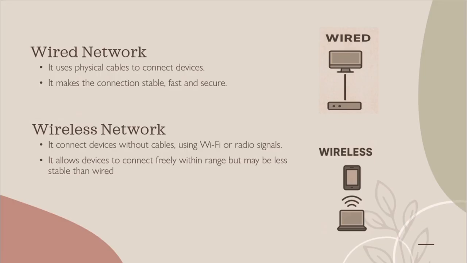Wired network means it will use physical cables like Ethernet to connect the devices. By using the cables, it makes the connection more secure, fast, and even stable. But a wireless network does not use any kind of cables. It will use Wi-Fi or radio signals to make the connection between the devices, and the connection is only stable if the device is within the particular range of the Wi-Fi. If the device goes far away, the connection will be weaker or disconnected, and that is the drawback compared to the wired network.